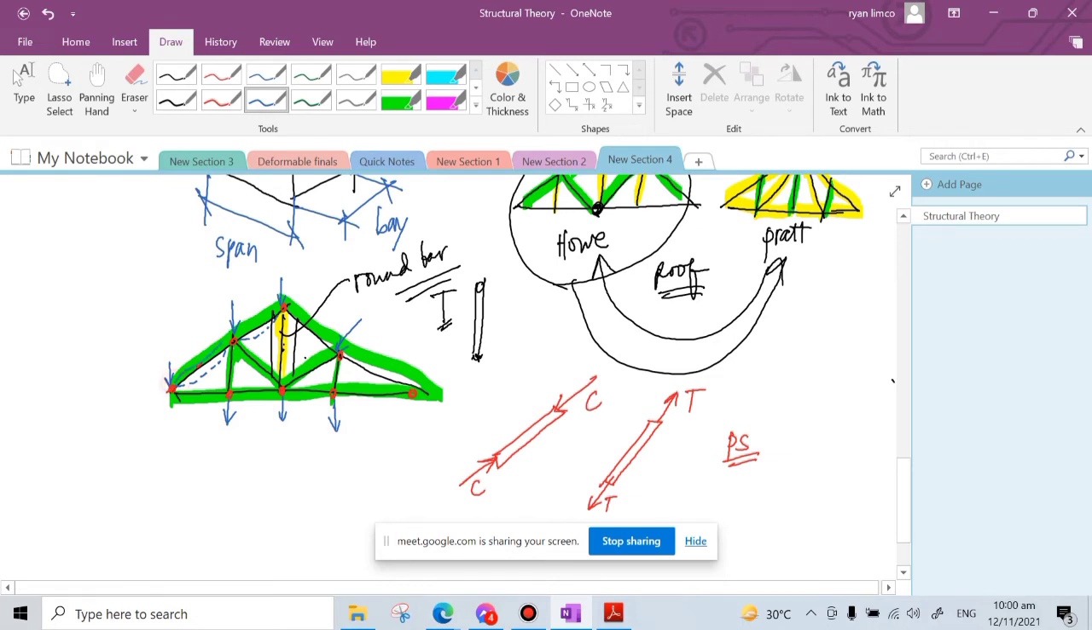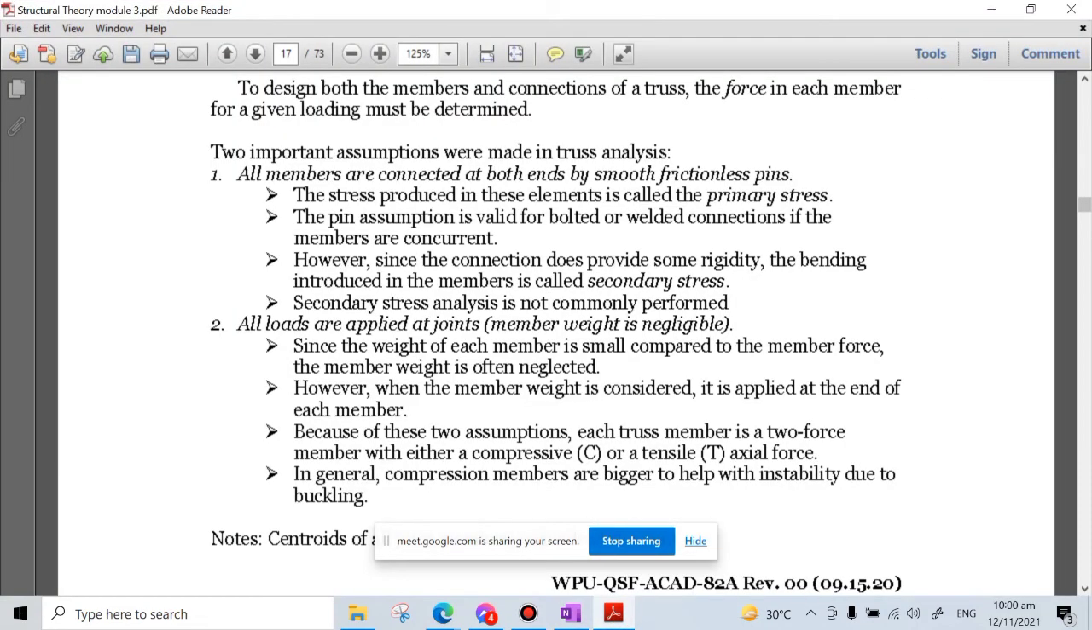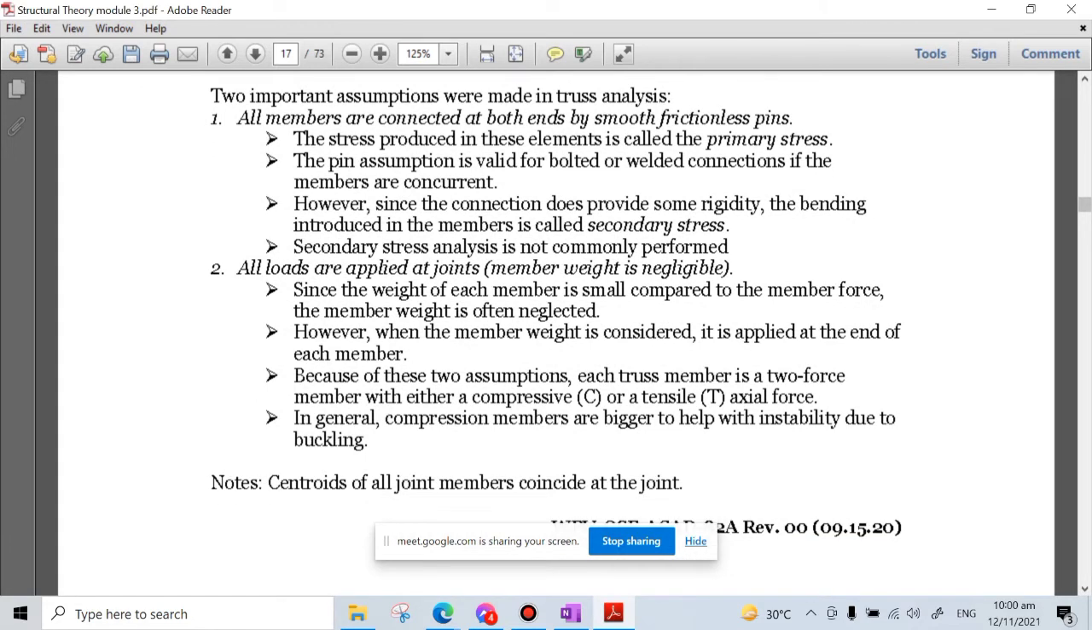And kung i-consider man natin yung weight, hindi natin siya ina-apply doon kasi usually kapag meron tayong member na ganyan, yung weight nilalagay natin doon sa gitna kasi nandiyan yung centroid. Pero in our case, kung talagang hindi maiwasan na kailangan i-consider yung weight, no? Doon natin siya i-apply pa rin sa joints, no? Hatiin mo siya, itapon mo siya sa joints. Huwag mo siya ilalagay sa gitna para maiwasan natin yung secondary stresses. And centroids of all joint members coincide at the joint, no? So sa joint lang tayo.